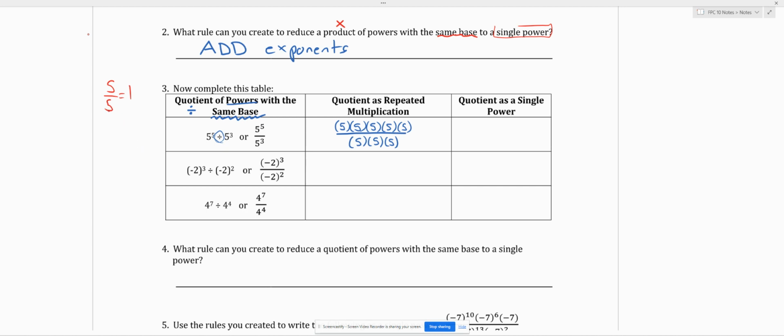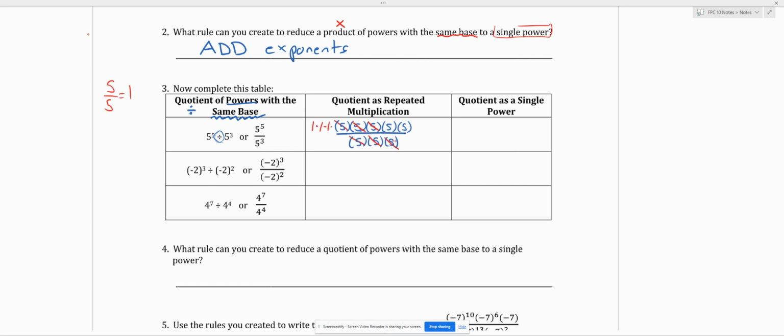5 divided into 5 equal groups. Well, each group has 1. So we can divide 1 5 with 1 5 down below to give me a 1. And then I can do it again. 1 5 with 1 5 to give me another 1. And 1 5 with 1 5 to give me another 1.